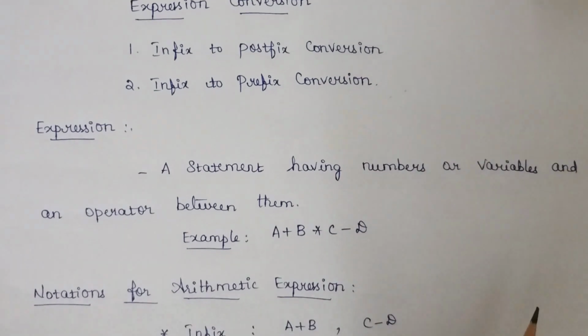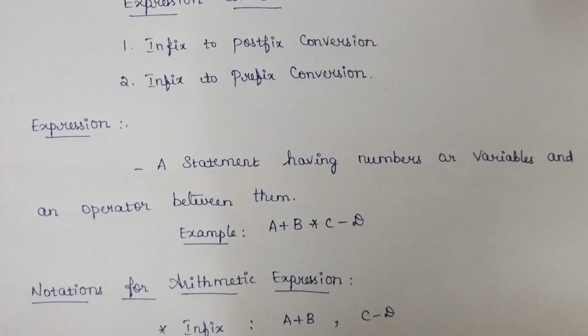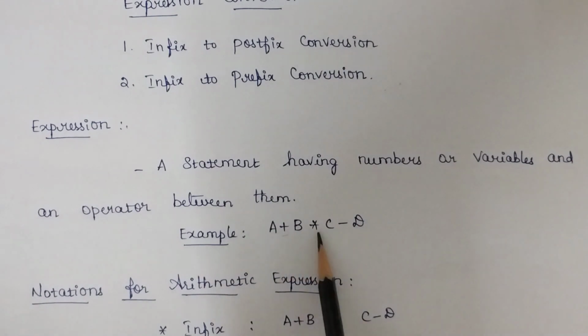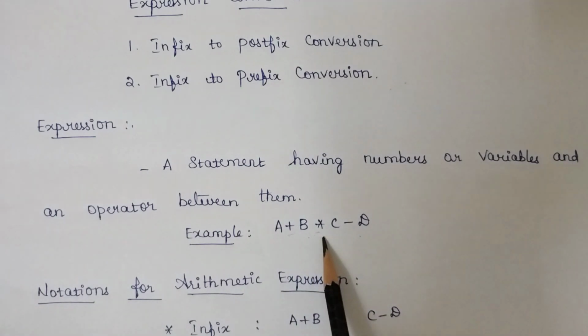Coming to expression, generally we can say it is a statement that consists of numerical values or variables, along with operators placed between those numerical values or variables. Here is an example where a, b, c, d are the variables, or we can also call them operands, and in between the operands there are symbols which are the operators. These are the arithmetic operators: plus, multiplication and minus. So this is an example of an expression.